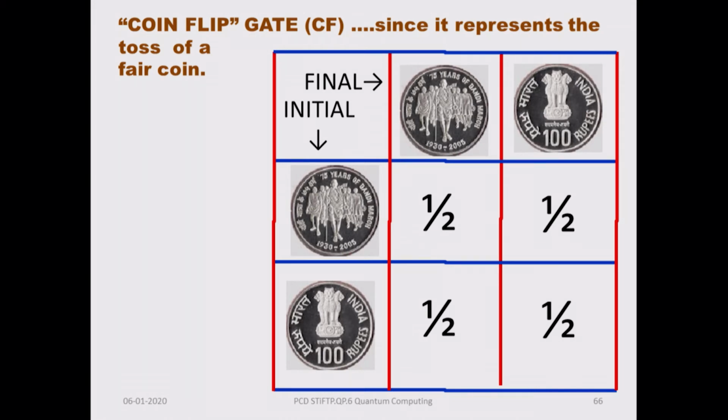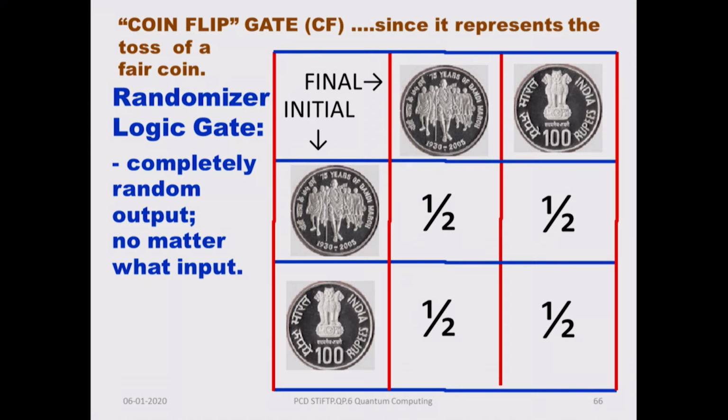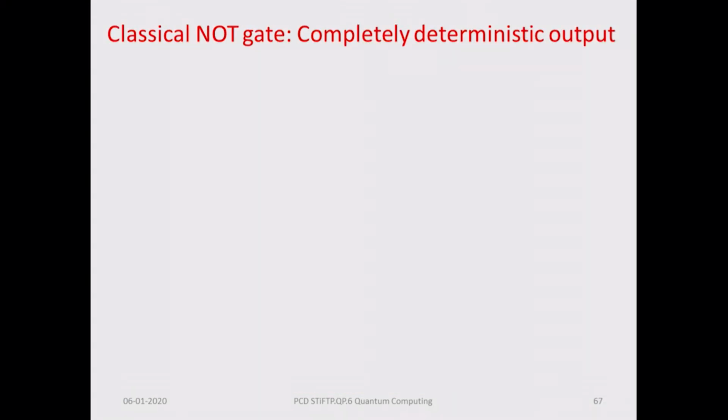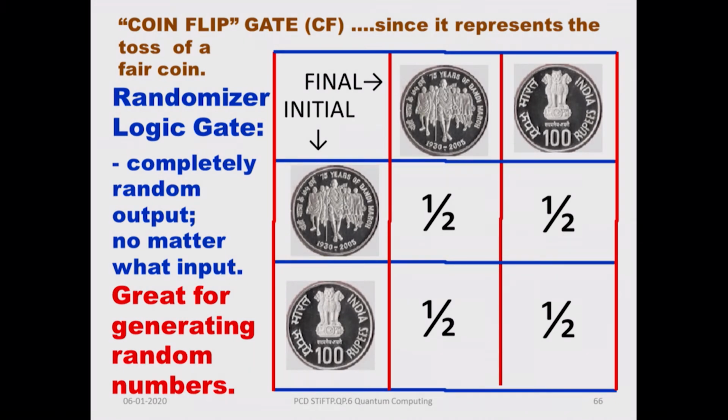This is called a coin flip gate, and this is classical with 50% chance of success no matter what the initial state is, right. The result is completely random and it is great for generating random numbers. So, this kind of gate is often used in random number generators. But then we will also talk about the classical NOT gate, which is completely deterministic. Whereas if you use the flip gate, you get a completely random result.